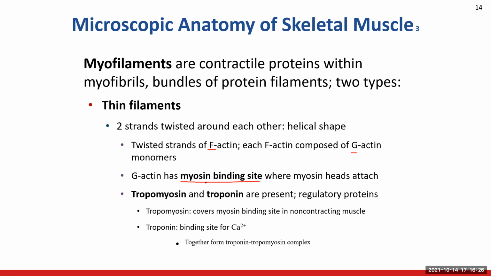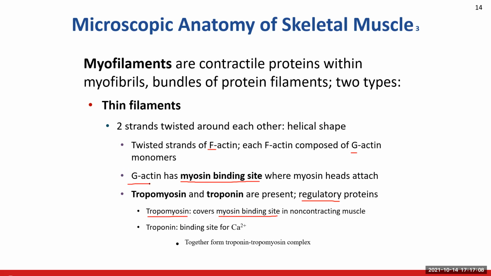And then we have 2 other proteins that are definitely worth knowing, tropomyosin and troponin. These are categorized as regulatory proteins. It's these proteins that are going to regulate whether or not we have a contraction. Because when the muscle's at rest, you have tropomyosin that sits on top of the myosin binding site on our G-actin. If it's sitting on top of the binding site, that means myosin cannot bind to actin. That means we can't have a contraction.